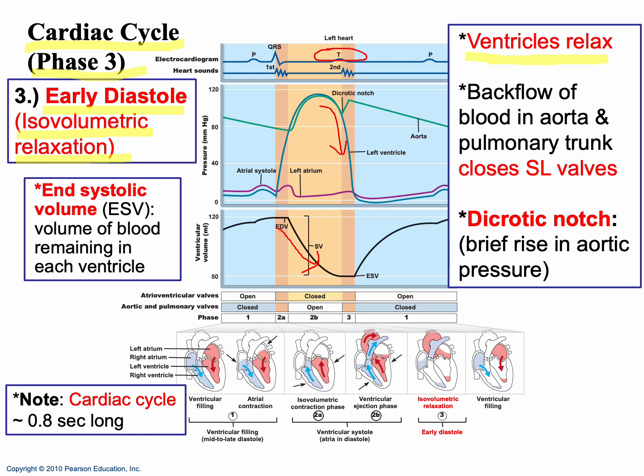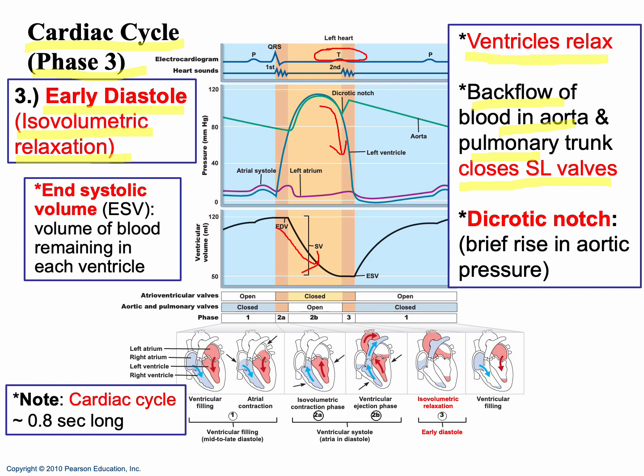So in order to close the semilunar valves, the pulmonary semilunar valve and aortic semilunar valve, there is a backflow of blood in the aorta and pulmonary trunk. And with this backflow of blood, the blood is flowing backwards towards these semilunar valves and will actually close them off.